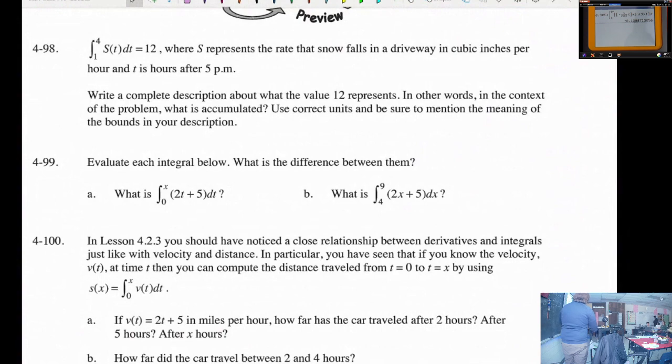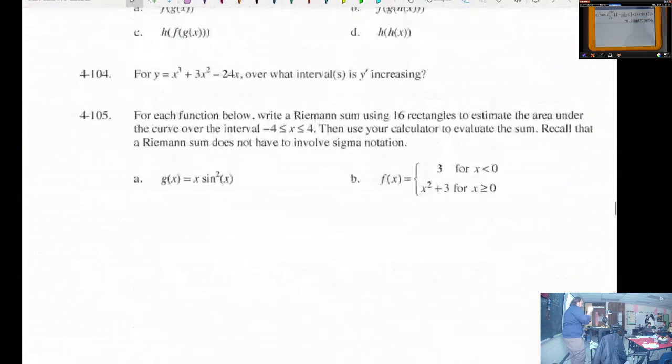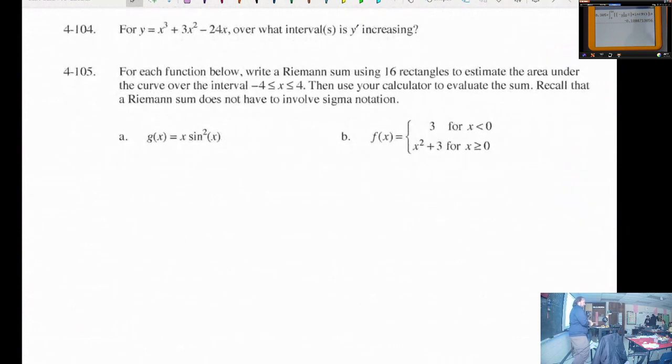The homework is all of the sections here, 498 all the way through. It's not too bad. The video is already posted, 98 through 105. Now that you have integrals, if you look at 105, for example, the key sentence here is: recall that a Riemann sum does not have to be a sigma notation. You can use integrals from now on. Way easier.